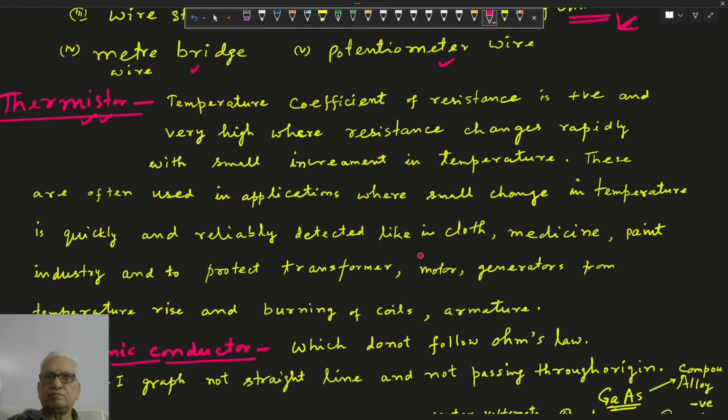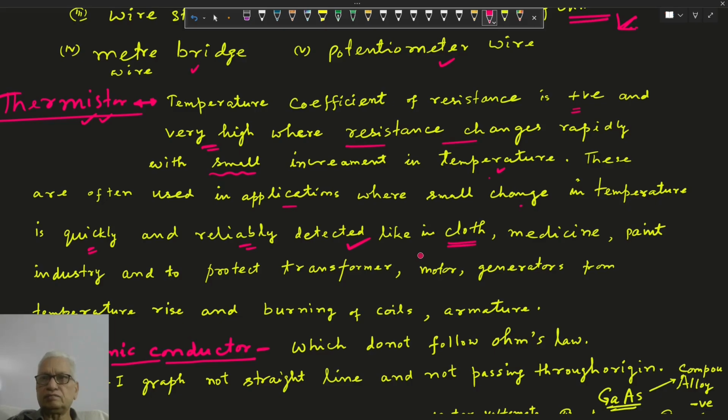On the other hand, let us discuss the thermistor. It is also a very important device. Here the temperature coefficient is positive and of very high value, which means that by a slight change in the temperature, there is a drastic change in the resistance. The resistance changes rapidly with a very small change in temperature. They are often used in applications where a small change in temperature is clearly and reliably detected. There is a great change in the resistance and a great change in the current also. You can easily detect the current.